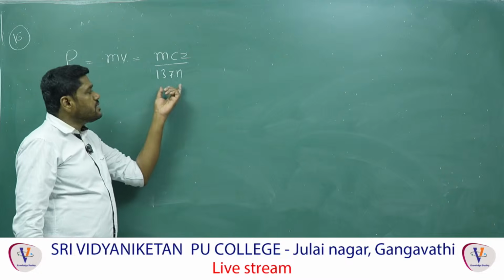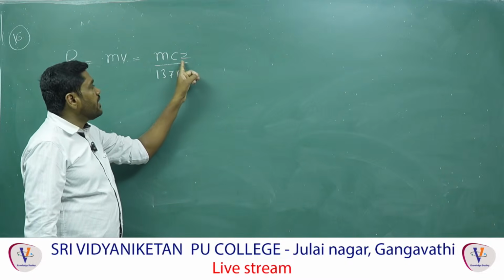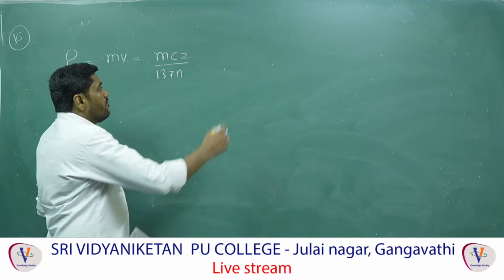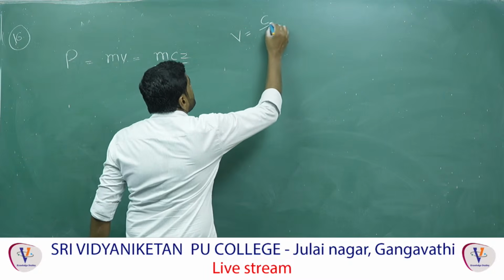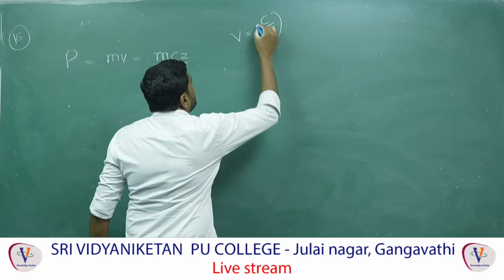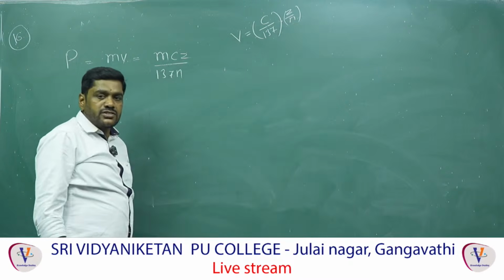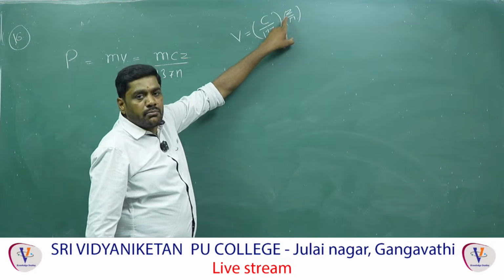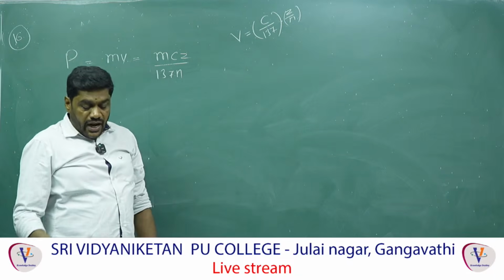Here n is the number of the orbit, c is the speed of light, Z is the atomic number, and m is the mass. So velocity we can express in terms of the speed of light as c by 137 into Z by n. Once you refer to the notes, the velocity of the electron in the nth orbit of any element of atomic number Z is equal to c by 137 into Z by n.